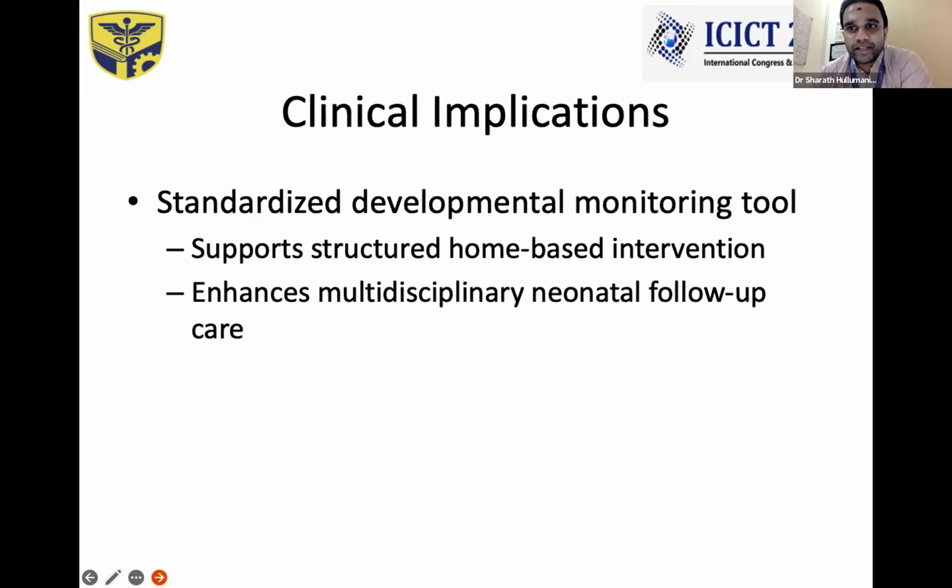Coming to the clinical implications, it mainly supports a structured home-based intervention, and second, it enhances multidisciplinary neonatal follow-up care, where neonates are mainly lacking. Even if follow-up is lacking, by this model we can at least guarantee that the mother is doing according to our model. At least on a day-to-day basis we can have good follow-up.